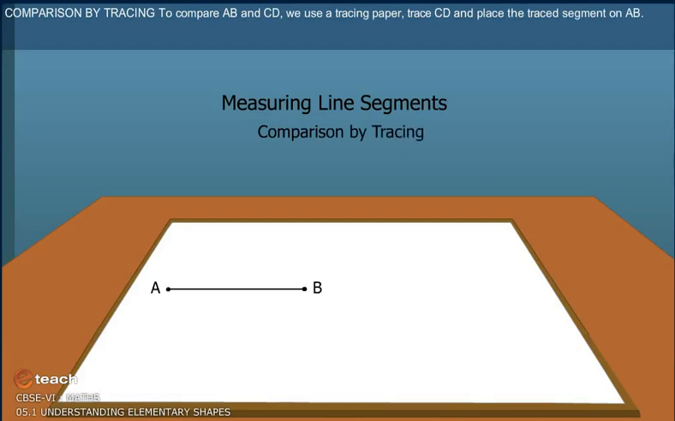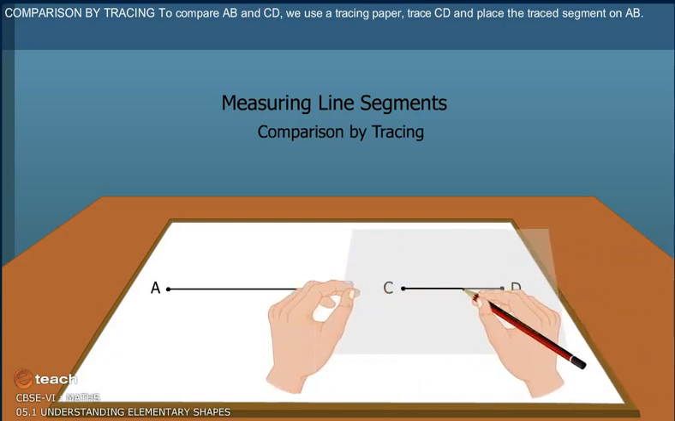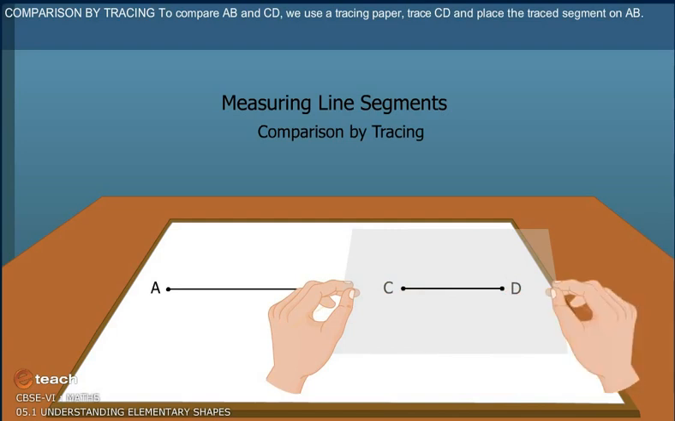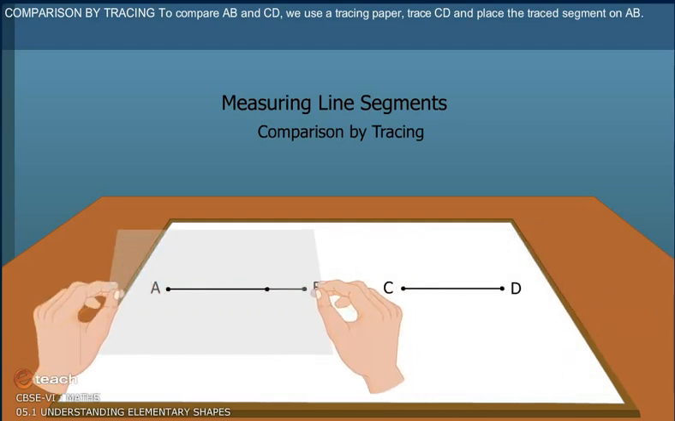Comparison by tracing. To compare AB and CD, we use a tracing paper. Trace CD and place the traced segment on AB.